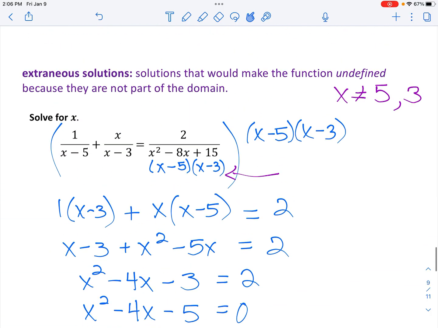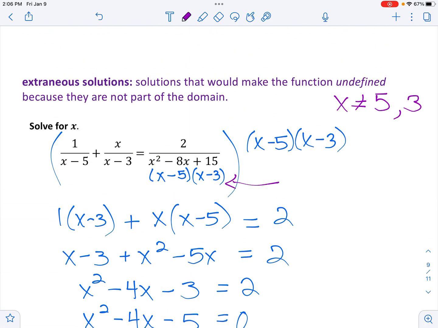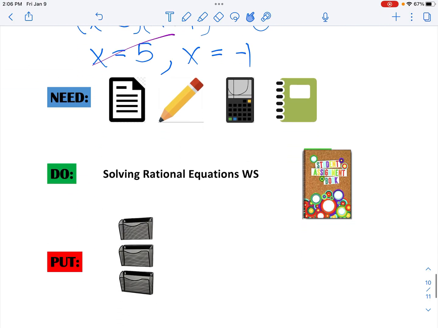Again, it helps to write this out first and then go back and check your answer and make sure all your solutions are okay. All right. That is how you solve rational equations.